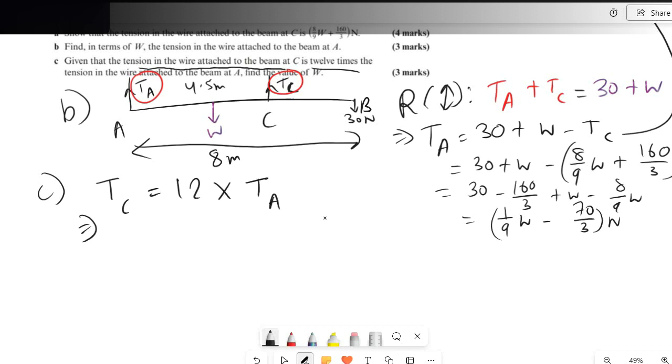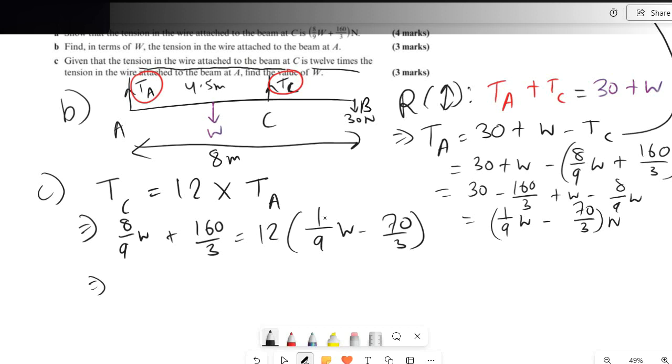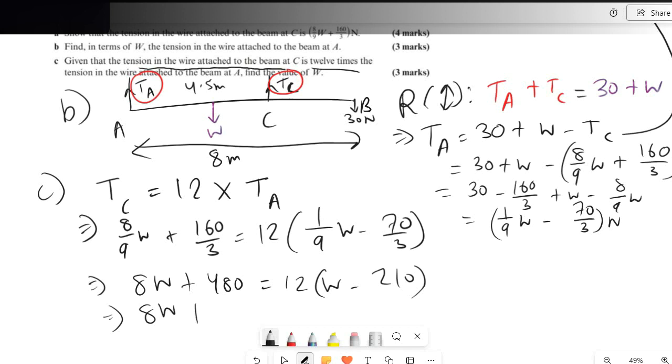So we can just substitute the expressions in terms of W to get 8 by 9 W plus 160 by 3 being equal to 12 multiplied with (1 by 9 W minus 70 by 3). Multiplying both sides with 9, we get 8W plus 480 equals 12 multiplied with (W minus 210). Continuing with the expression, we get 8W plus 480 on the left hand side, and similarly 12W minus 2520 on the right side.